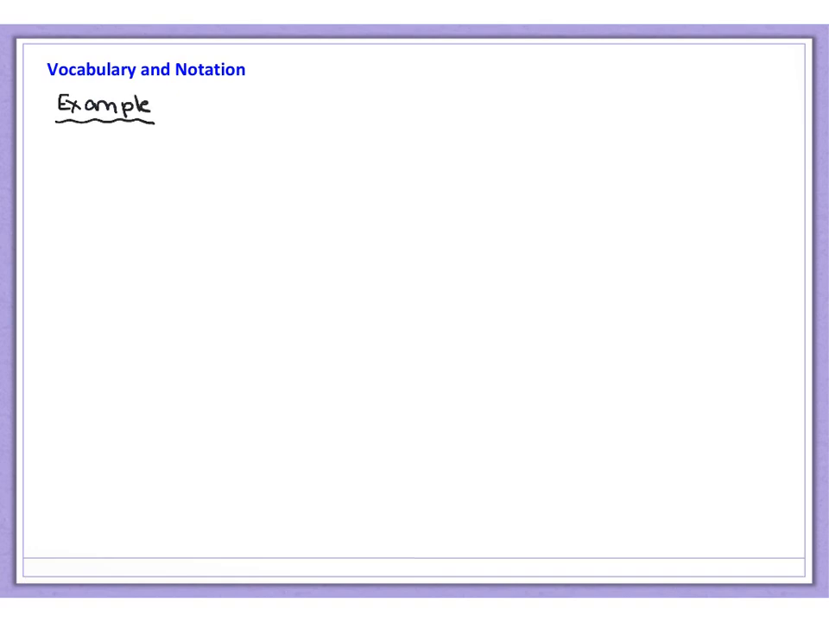I'm going to pick the sequence of numbers 2, 4, 6, 8, 10. So each number or object or item in a sequence is called a term, and you've come across that vocabulary before. So here's my sequence: 2, 4, 6, 8, 10, ... an infinite sequence.